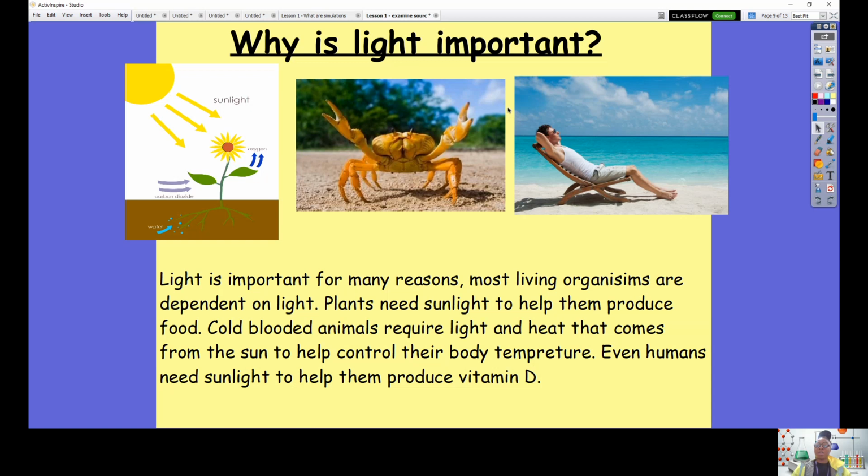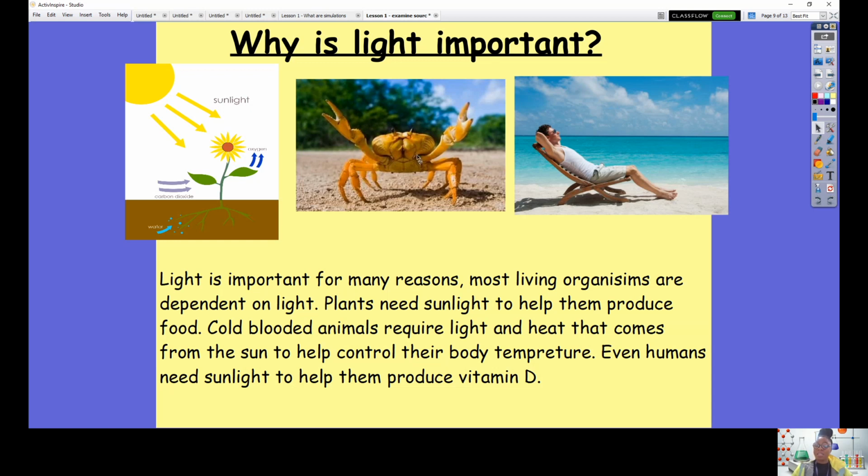Why is light important? Light is important for many reasons. Most living organisms are dependent on light. For example, plants need sunlight to help them produce food. Their leaves take in the sunlight and they use that to produce food. This process is called photosynthesis, which you will learn about when you go to secondary school. But plants need light to create food.